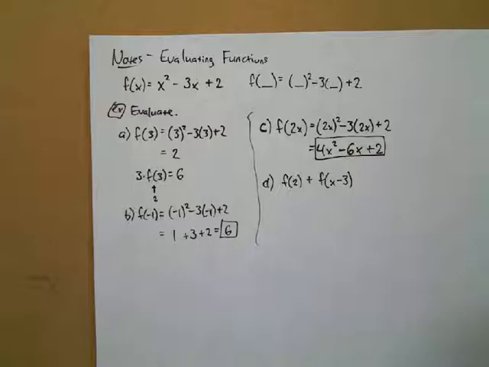Together, because that 2 is inside the function, so you have to actually evaluate this first and then add it to this evaluation. We can't combine those right off the bat.